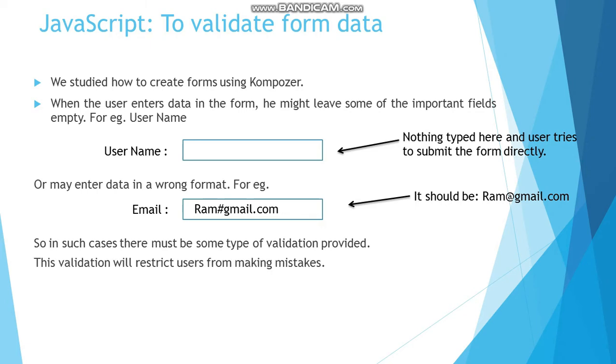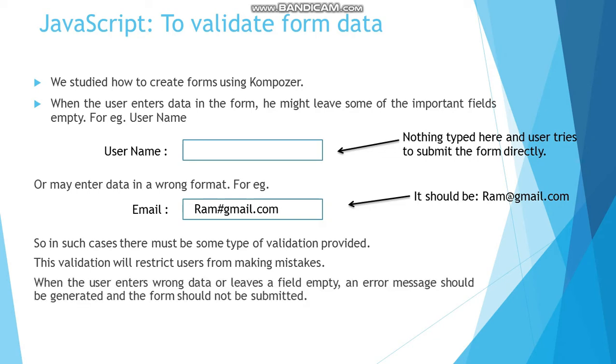This validation will restrict users from making mistakes. So whenever you make such a mistake, it will not submit the form. Instead of that, it will show you the mistake. And in several websites, you might have seen such forms and such validations. When the user enters wrong data or leaves a field empty, an error message should be generated and the form should not be submitted.